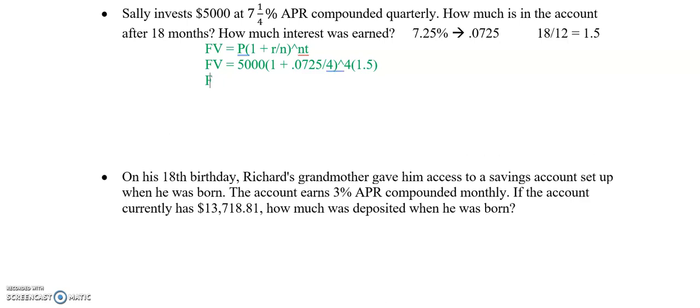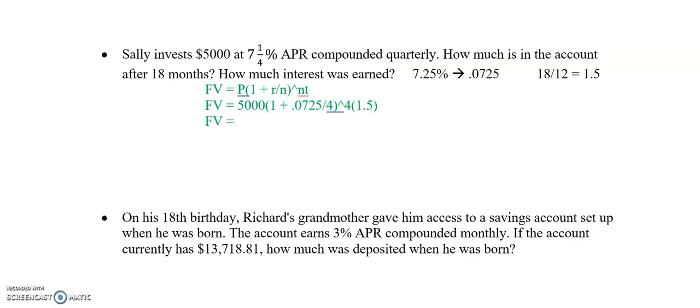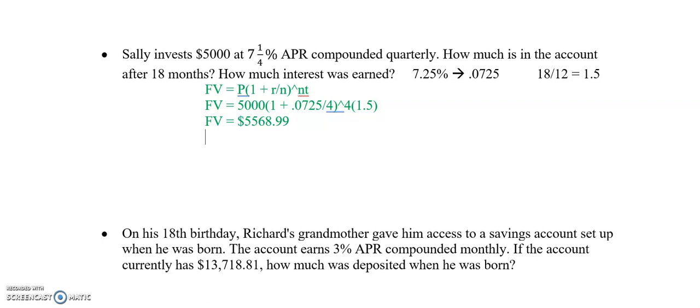Now we can plug all of this into our calculator, and we get a future value here of $5,568.99. Now that answers how much was in the account after 18 months, but notice that we're also asked to find how much interest was earned.